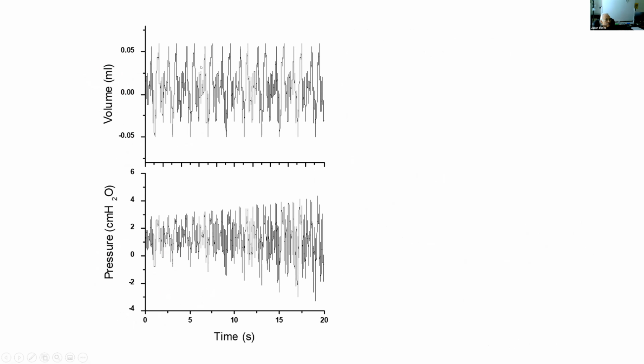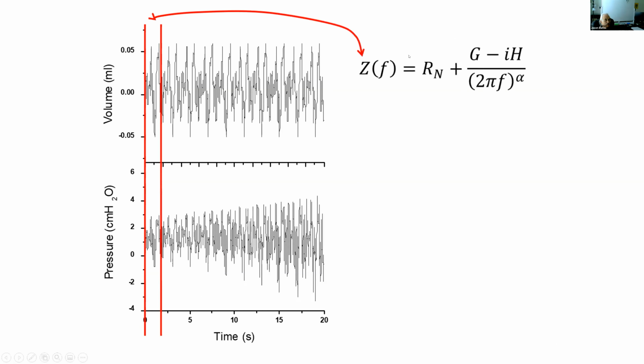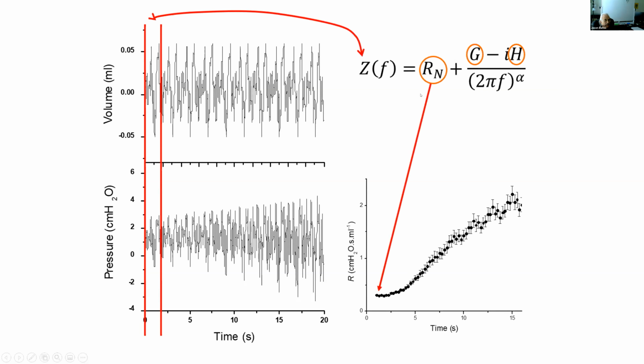What you can see is the volume signal imposed by the ventilator is basically pretty much the same, but the pressure signal is getting bigger and bigger in amplitude. And the repeat period of that is 2 seconds. So within 2 seconds, I calculate impedance and fit this model, estimating these 3 parameters. But then we moved this sliding window across the data, and by tracking this RN, could get a dynamic estimate of how airway resistance is evolving over time.